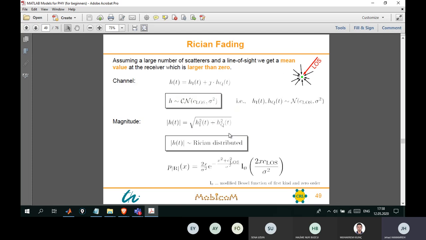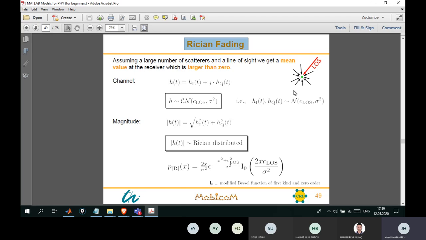So you come here. If you assume that you have a large number of scatterers, reflectors, and the line of sight, we get a mean value at the receiver which is larger than zero. Yes, mean value larger than zero. Why? Because we have line of sight. In the case of the Rayleigh fading channel, we didn't have line of sight, and therefore the mean was zero with a certain variance. Now here, in Rician, this is another type of fading distribution. We call it Rician. This is due to the fact that we have line of sight.